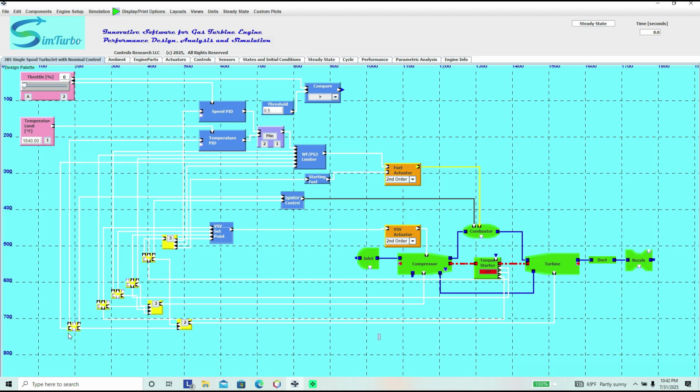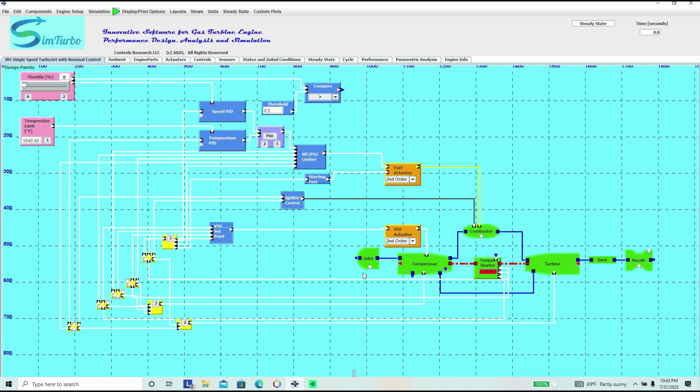In yellow, we have the sensors that are taking measurements from the green components and then feeding those measurements into the control system. The controls then send their commands to the actuators. Here we have the fuel actuator, which we've selected to be a second order fuel actuator. The same with the variable stator vane actuator, is second order. We have the option of first or second order.